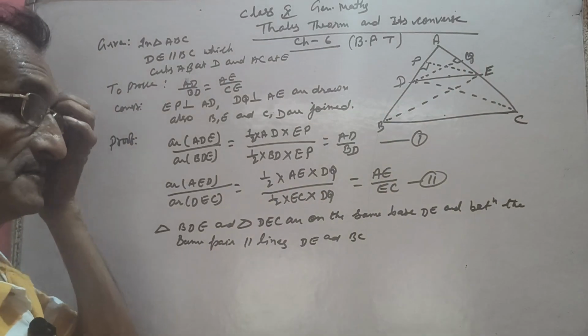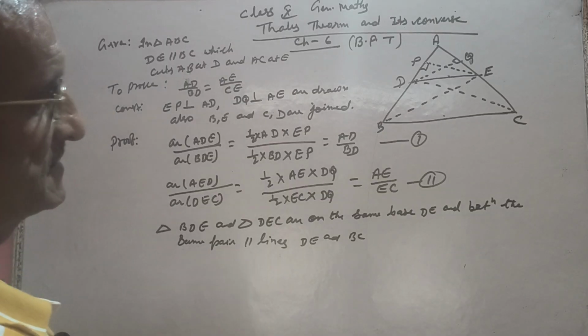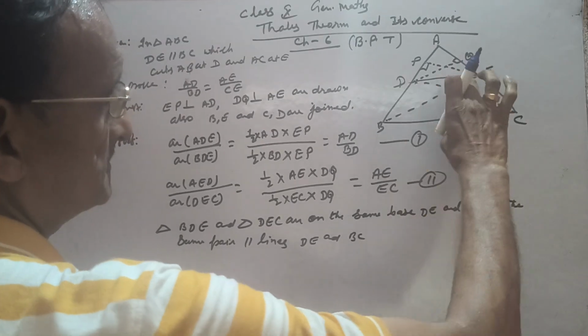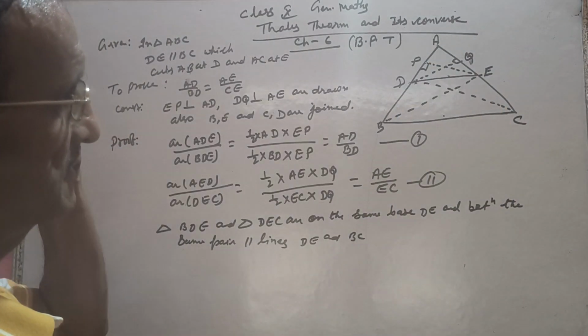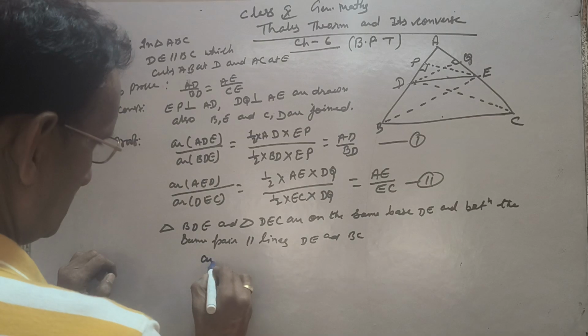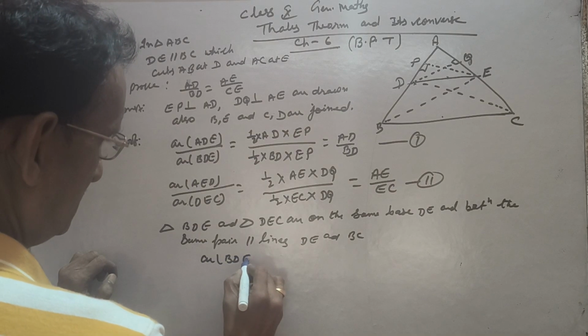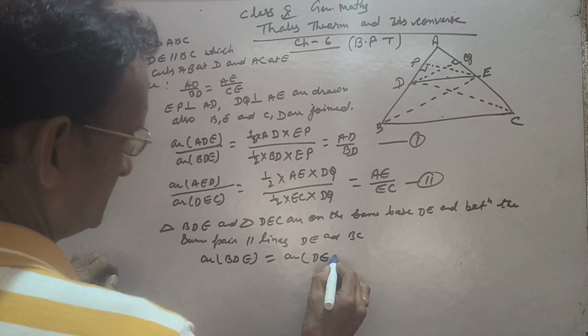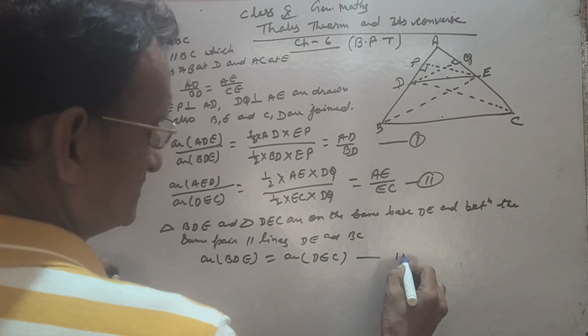This is an important Class 9 theorem: triangles on the same base and between the same parallels are equal in area. So what we will get? Area of BDE equals area of DEC. Let it be equation 3.